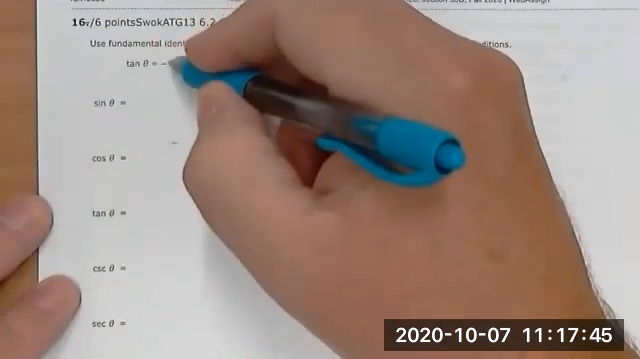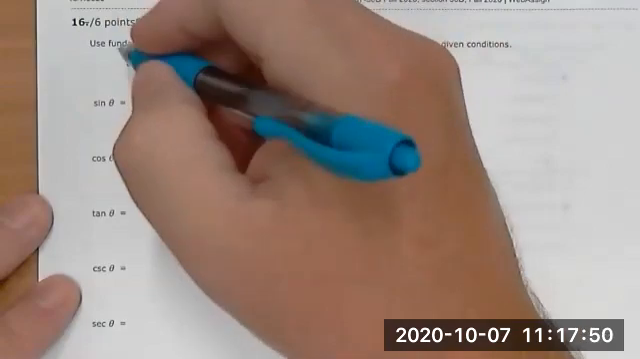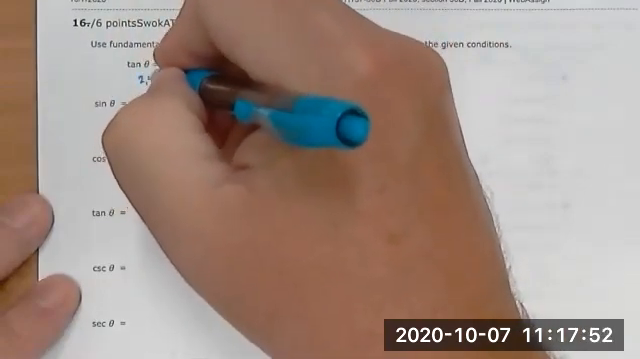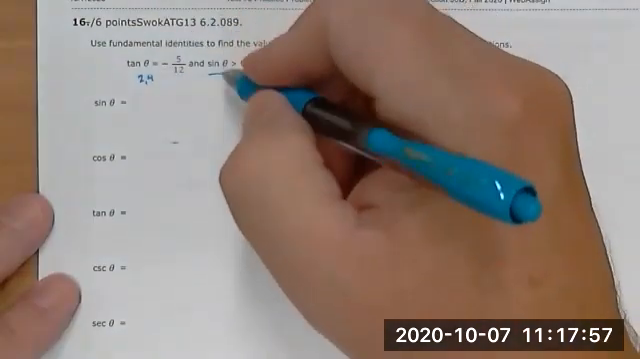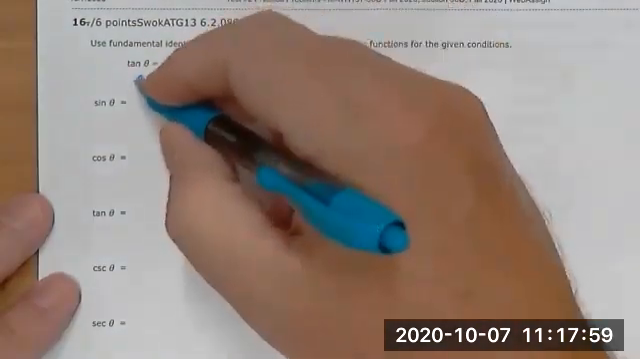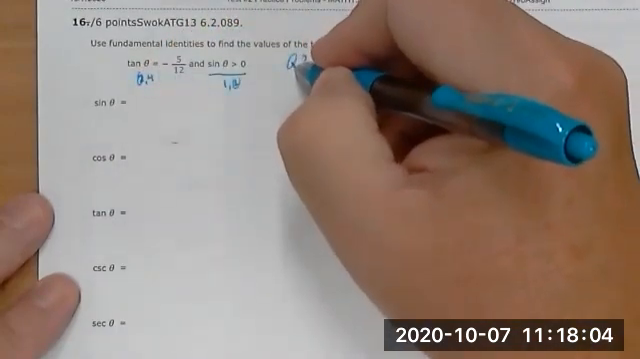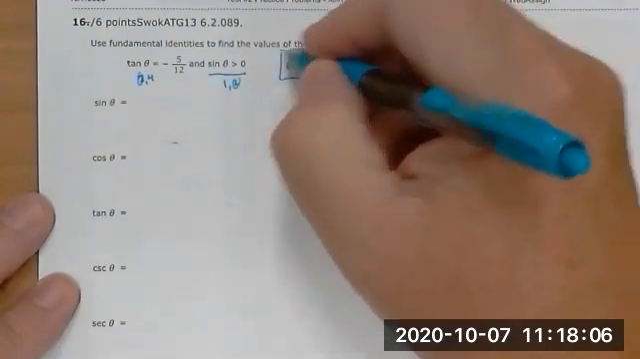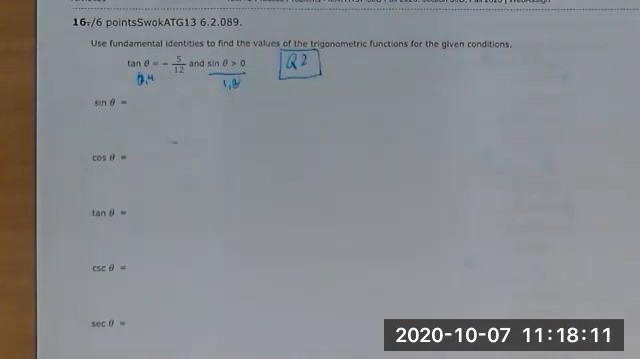So let's look. Tangent is negative. What quadrants can the tangent be negative? 2 and 4. Sine's positive. Which quadrants is the sine positive? 1 and 2. What's in common? 2. We know that this angle is in quadrant 2. So as we go and figure out the actual numbers of these trig functions, we can figure out the positive and negative by looking at the quadrant.